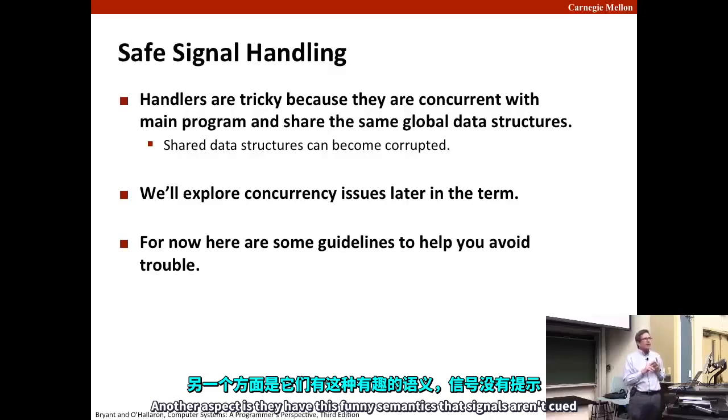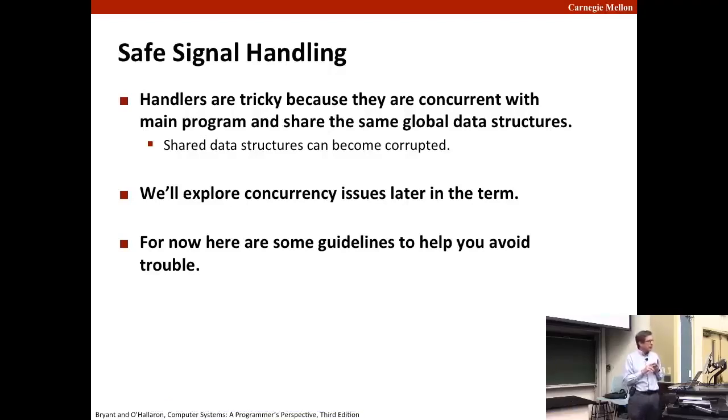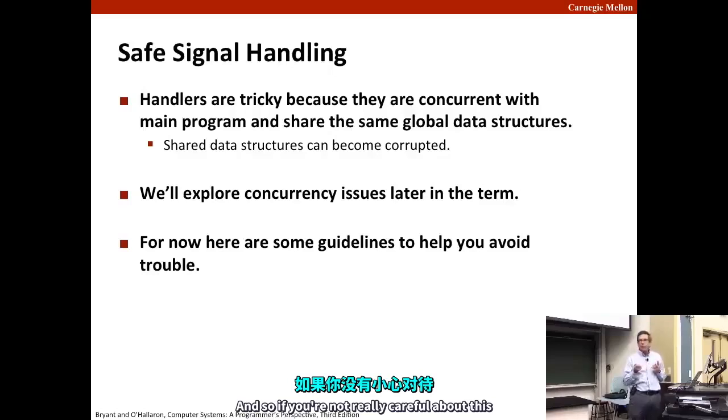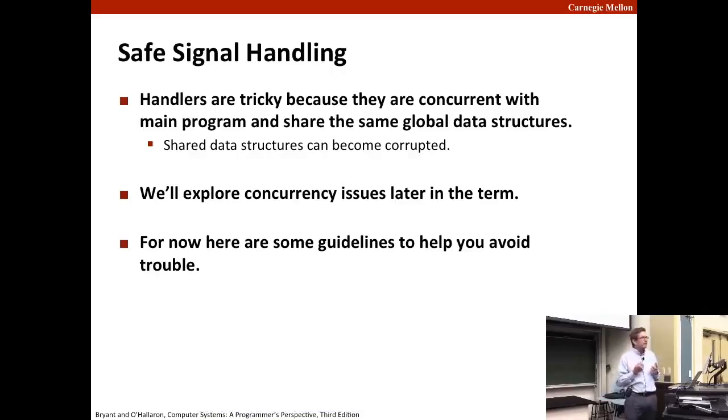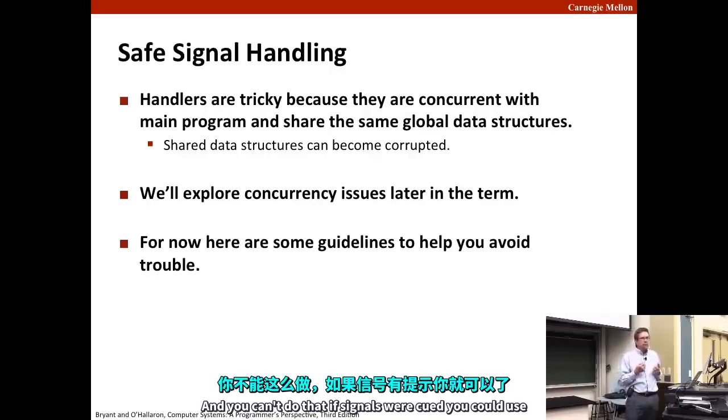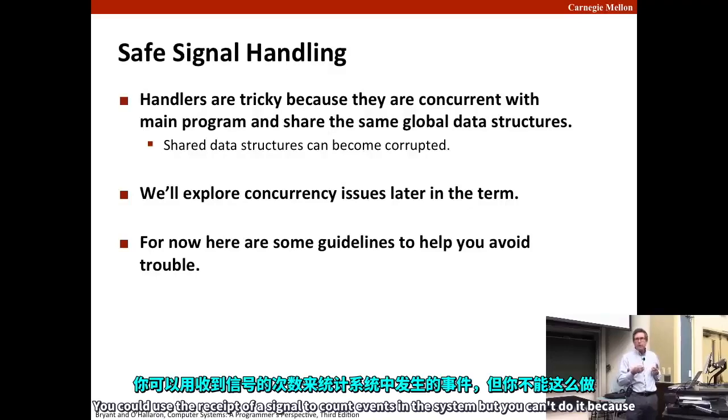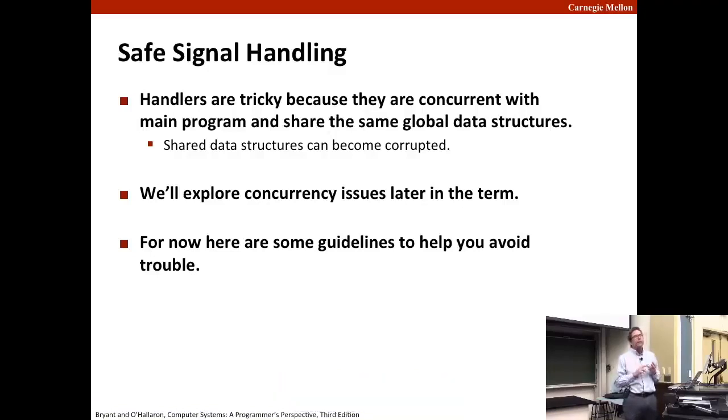Another aspect is they have this funny semantics that signals aren't queued. And so if you're not really careful about this, it's very easy to use the receipt of signals to count events. And you can't do that. If signals were queued, you could use the receipt of a signal to count events in the system, but you can't do it because signals aren't queued.